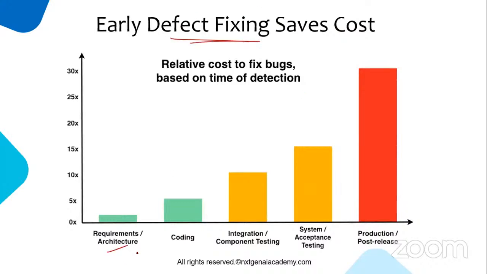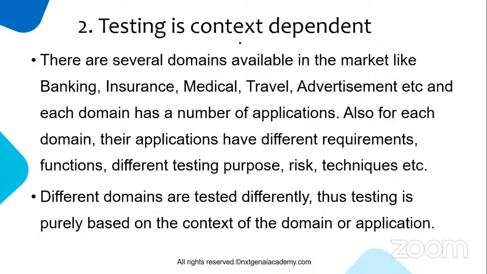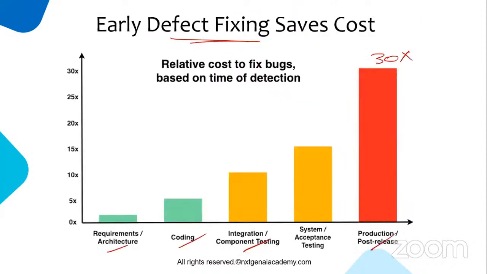In the requirement or architecture phase, when you fix a defect, it's like 1x. When it goes to coding, it's 5x. In SIT, that is integration testing, system testing, and then in production, it is almost 30x of the normal cost. So when we do early testing, definitely we are going to reduce the overall project cost.